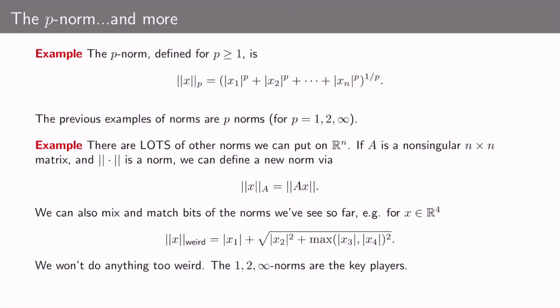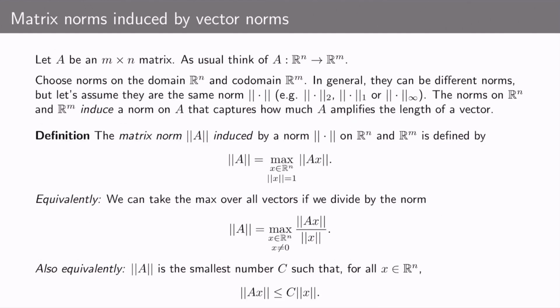We can also mix and match bits of the norms that we've seen so far. So for example, we could do this so-called weird norm, where I'm going to take the absolute value of the first one, then I'm going to take the square root of the square of the second plus the square of the max of the third and the fourth. Okay, that's a weird one. I don't know why we would use a norm like that. We're going to stick mostly to 1, 2, and infinity norms for a lot of our examples.